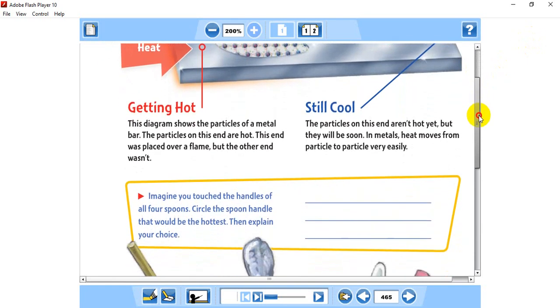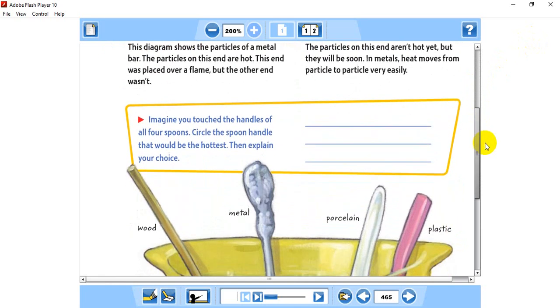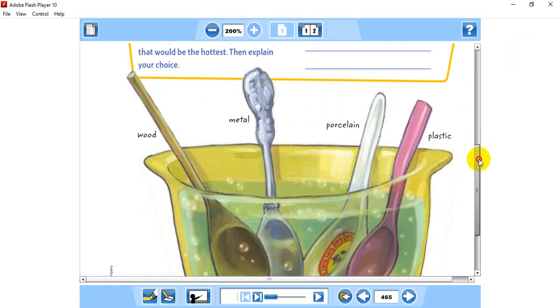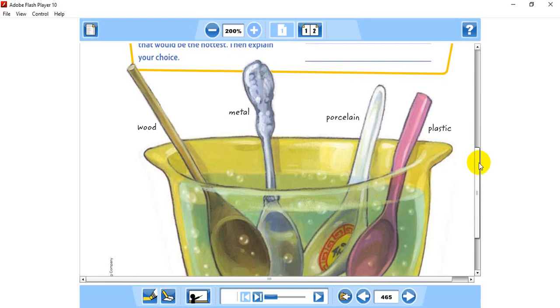So what about now, if they ask you to solve the question here in the activity? Imagine you touch the handles of all four spoons here. You have four spoons that are kept in a container with hot or boiled water. So what are you doing if you touch them, and what will you find out exactly? Let me see the handle of each one.